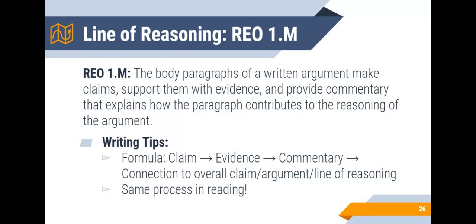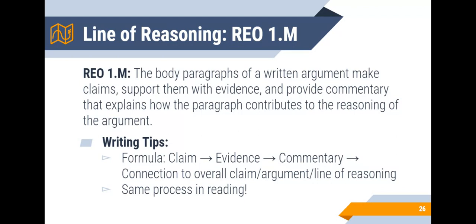If you're looking for a basic body paragraph formula, follow the one here. Open up with your claim, build into your evidence, discuss within commentary, and then connect it to the overall claim and argument, your line of reasoning. It's the exact same process that we want to follow as we're reading. So these skills right here are meant to structure and create a line of reasoning in your writing that takes us from a claim or from a series of observations that are built upon a claim to fruition.